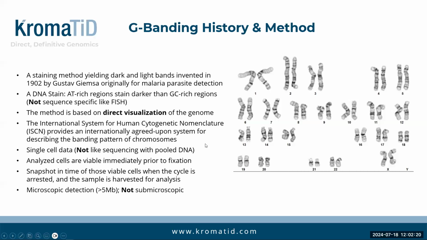The International System for Human Cytogenetic Nomenclature, the ISCN, provides an internationally agreed upon system for describing the banding pattern of chromosomes, which means the data from one lab translates to the data from another lab or from one institution to another. Single cell data, it's not like sequencing, which uses pooled DNA. The analyzed cells are viable immediately prior to fixation, which means it's a snapshot in time of your sample. It's microscopic detection, so greater than 5 megabases, again, not submicroscopic.